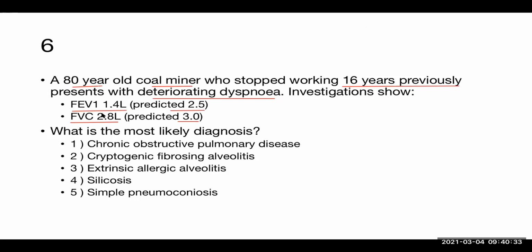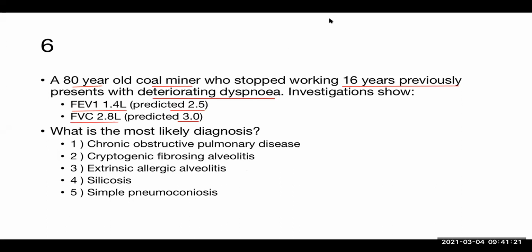See this? The FEV1 to FVC ratio I need to calculate, and it is way below 70%. In this case, it is only 50%. And this is very strongly suggestive of obstructive airway disease. So the only obstructive airway disease shown in the options is COPD. All other options are restrictive diseases. See this? Cryptogenic fibrosing alveolitis, extrinsic allergic alveolitis, silicosis, and simple pneumoconiosis. All are restrictive types of lung disorders, where the FEV1 to FVC ratio is not less than 70%. So this is how you need to solve this question.